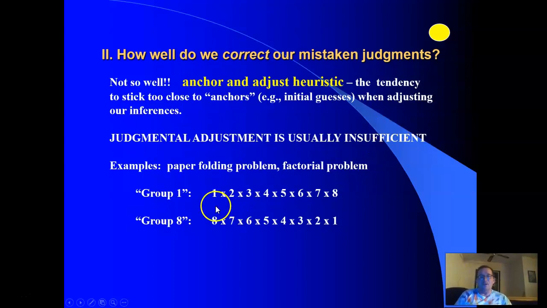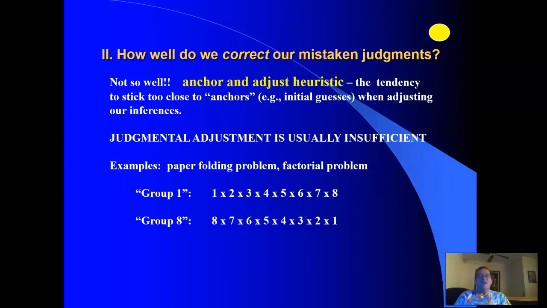This list here, 1 times 2, and so forth, up to times 8. For a completely different group of students, they gave this logically identical but much different problem, in that it started with 8 and worked its way down to 1. So if you think about what this heuristic means, you get an idea in your head and you have difficulty letting go of it. You can imagine that they gave these students, I think, 5 seconds to quickly estimate. It's not a math problem, it's an estimation problem.